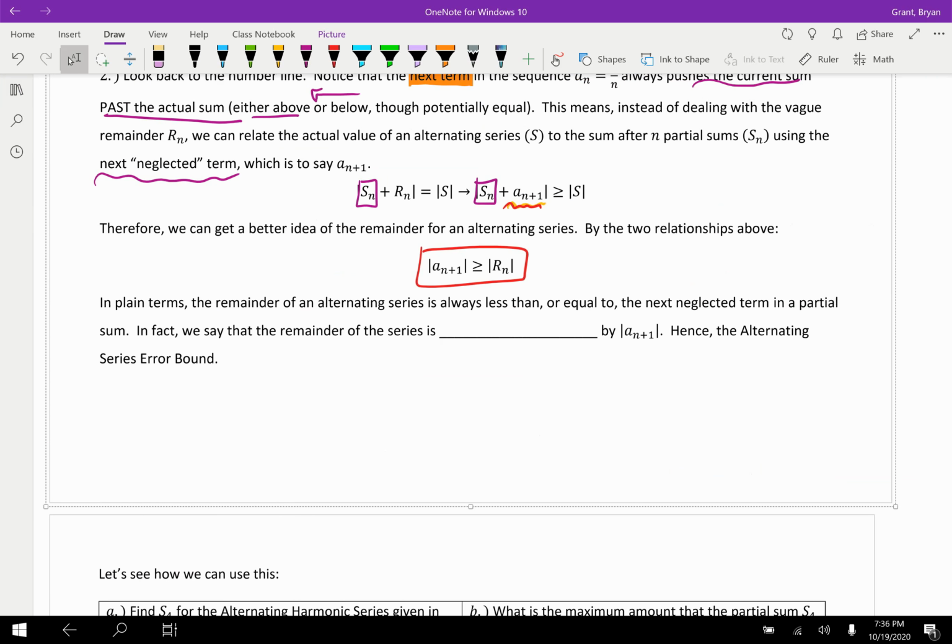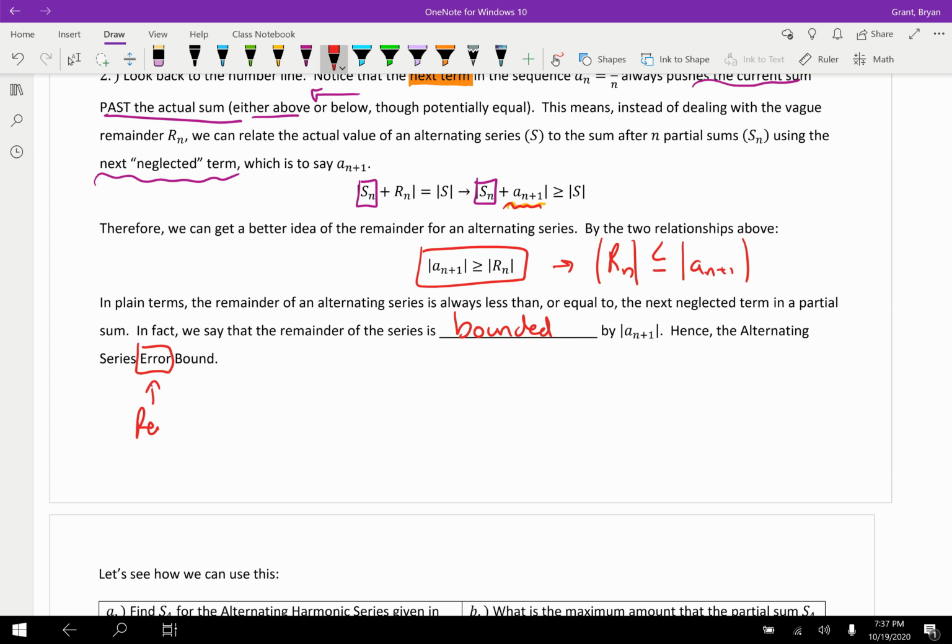So, in plain terms then, the remainder of the alternating series is always less than or equal, and I'm just swapping this around right now, I'm saying that the remainder, the amount that we're wrong by, the error that we're off by, is always less than or equal to the next neglected term in a partial sum. In fact, we say the remainder of the series is bounded because the remainder is always less than the next term, the absolute value of a sub n plus 1, which is the alternating series error bound.